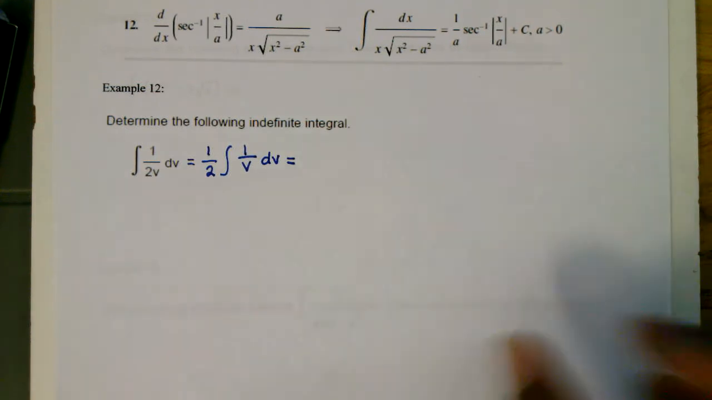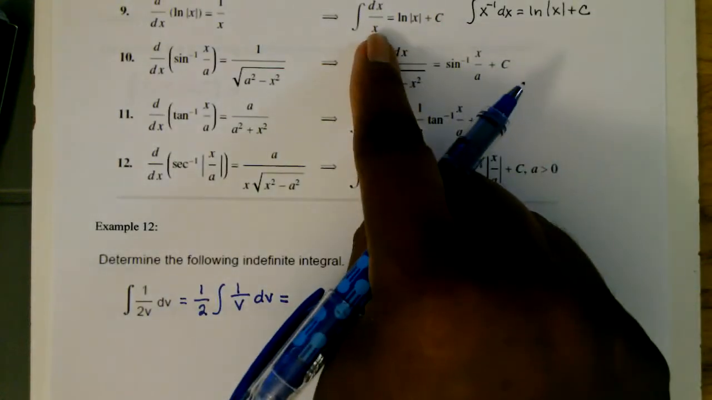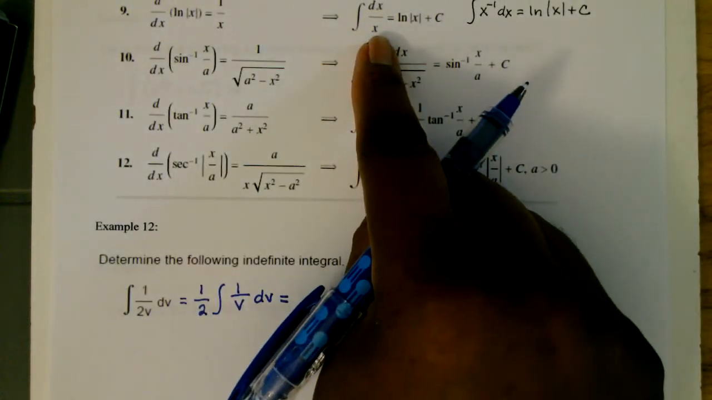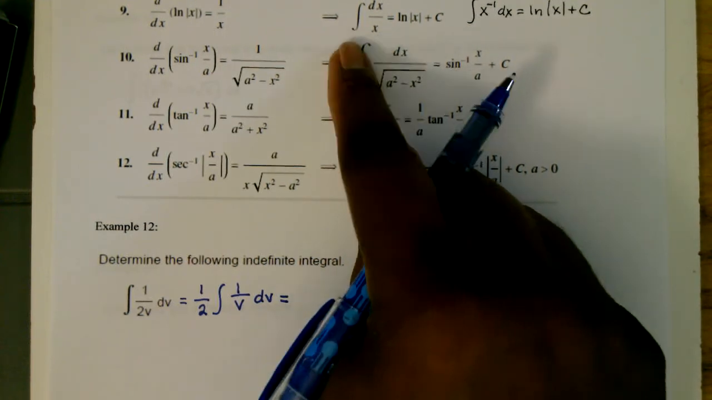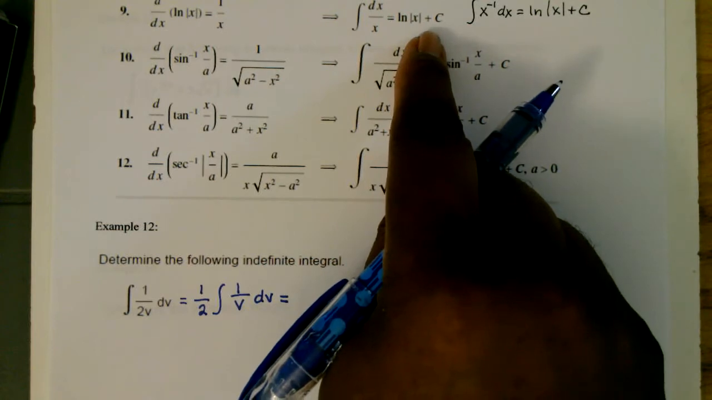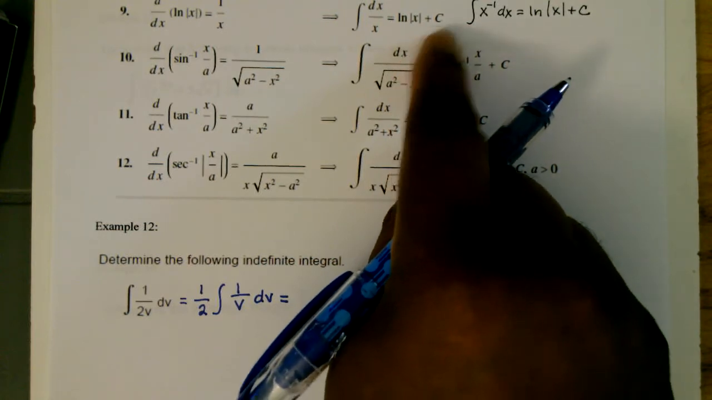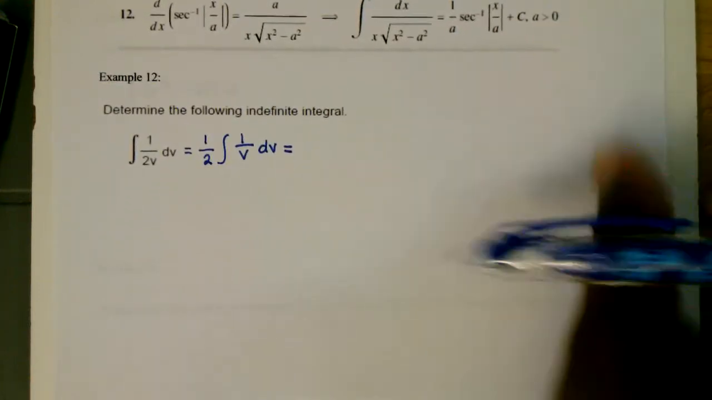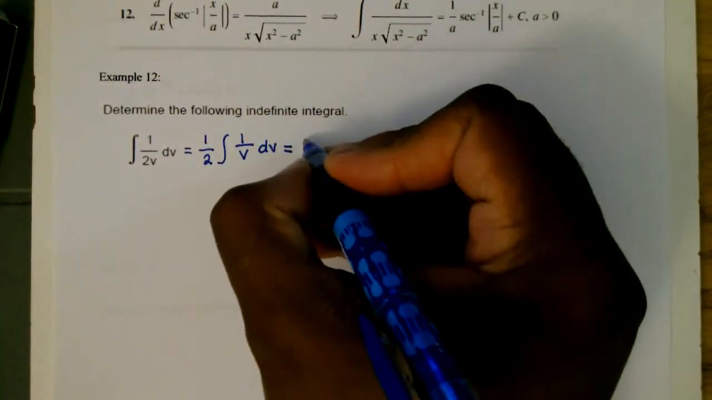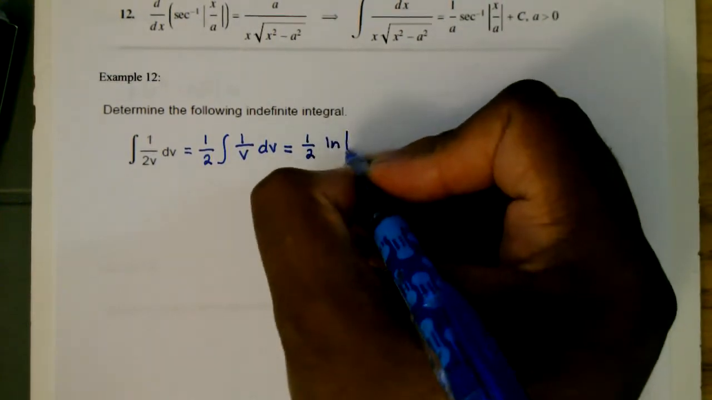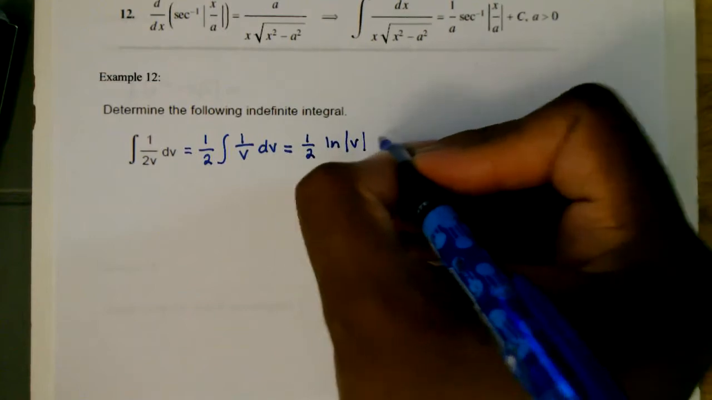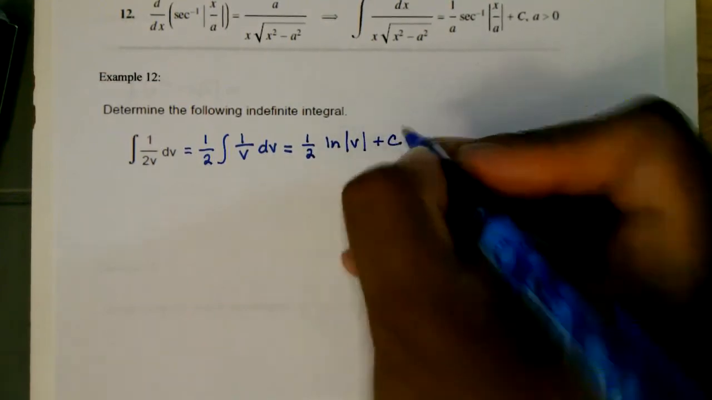Well, guess what? I have something like this, the integral of dx over x, or 1 over x dx. If I take the integral of that, it's going to be the natural log of absolute value of x plus c. So the integral of 1 over v dv, if I bring the 1/2 over, I'm going to have 1/2 times the natural log of the absolute value of v plus the constant c.